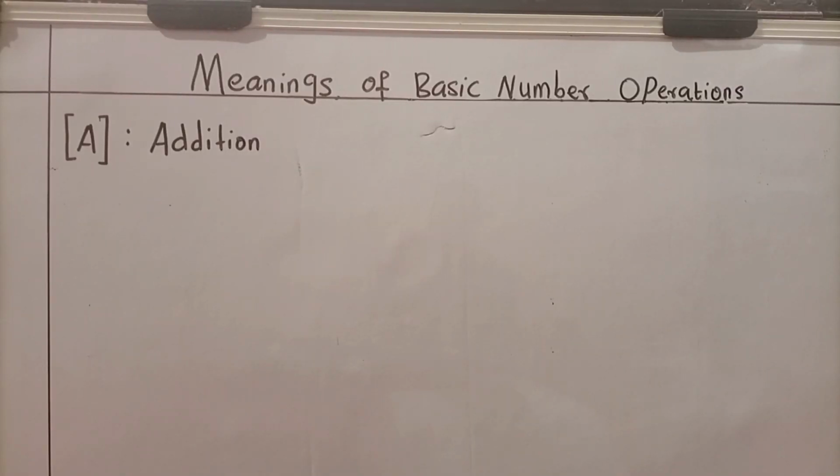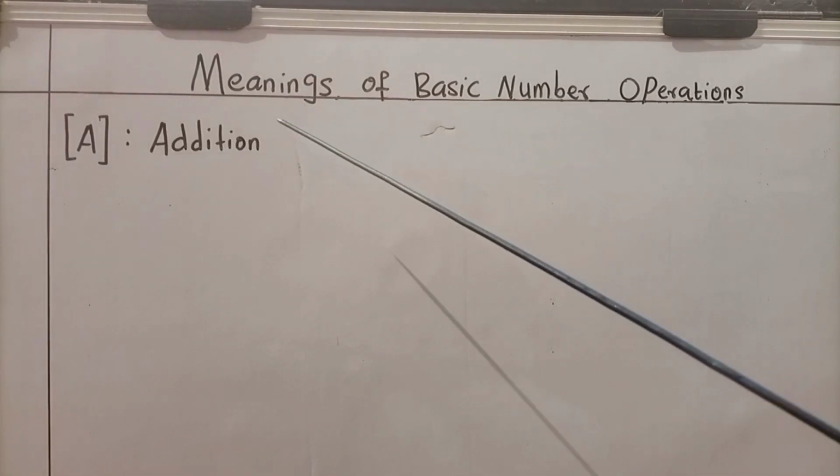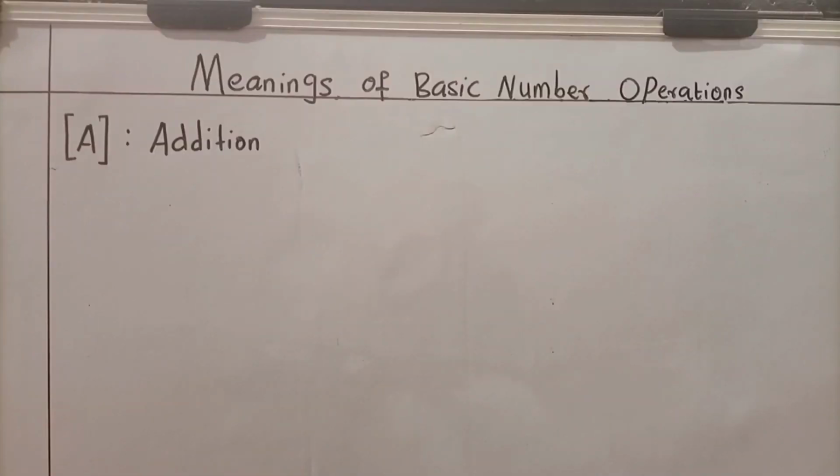Yes, objective number two, meanings of basic number operations. In the previous objective, that is section, we are told towards the end of that section that there were four basic number operations in early accounting. They included addition, subtraction, multiplication, and division. In this section, let us learn what each of these four basic operations means. To start with, we mention addition. What does it mean? Let us find out.